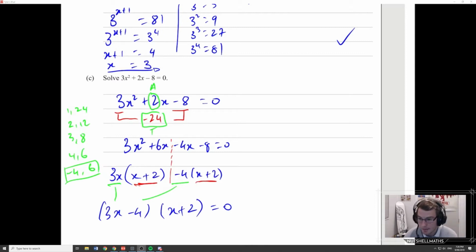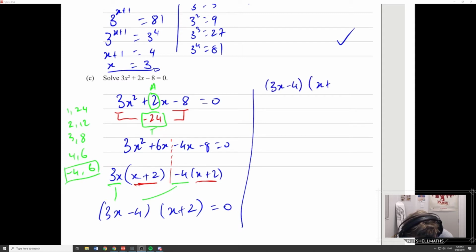We can get merit. So from here, I do what we call make each factor equal to 0. So right now we've got 3x minus 4 and x plus 2 equals 0. We make the left hand bracket equal 0 and the right hand bracket equal 0. Let's do that. 3x minus 4 equals 0. x plus 2 equals 0. And now we solve each factor.